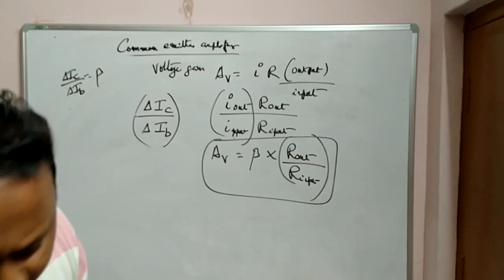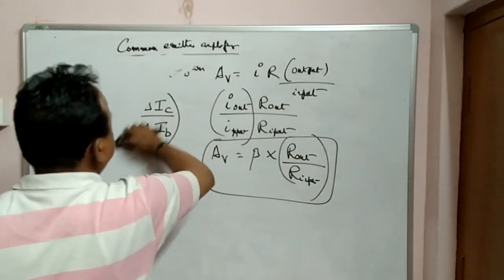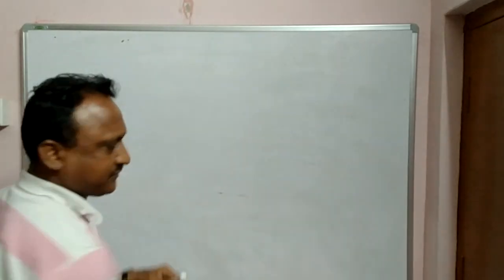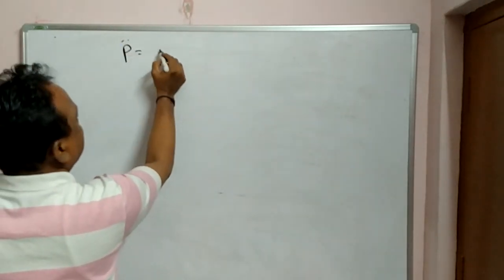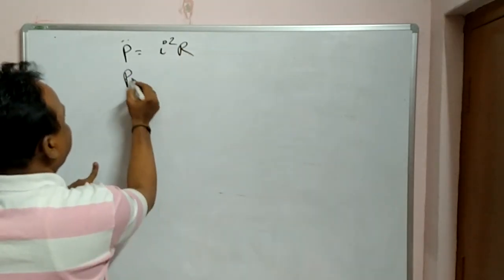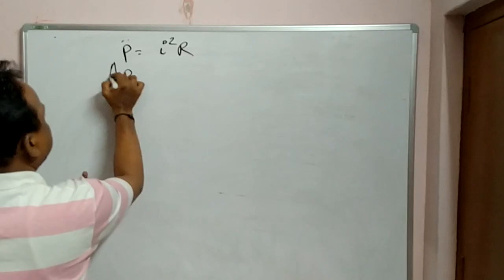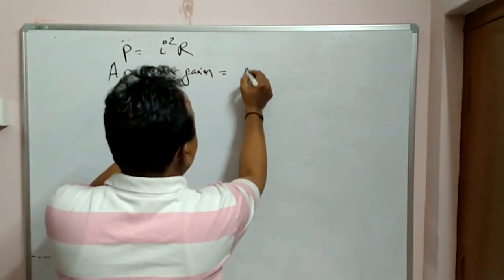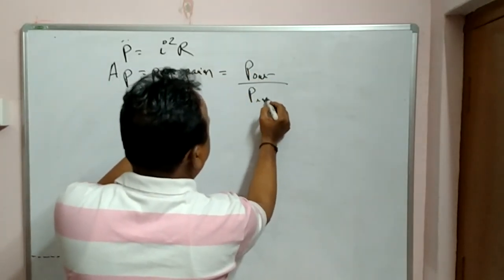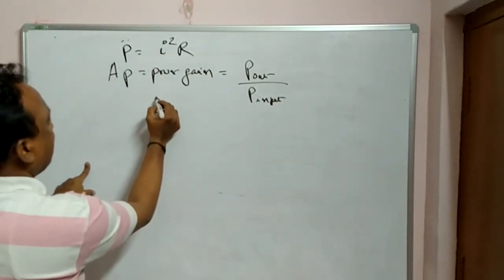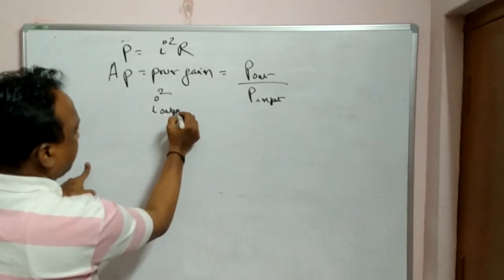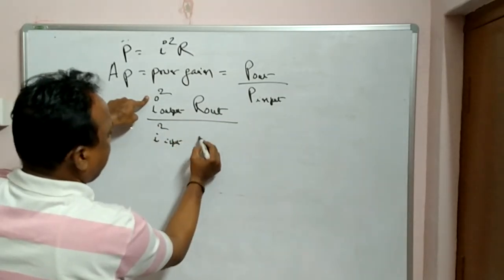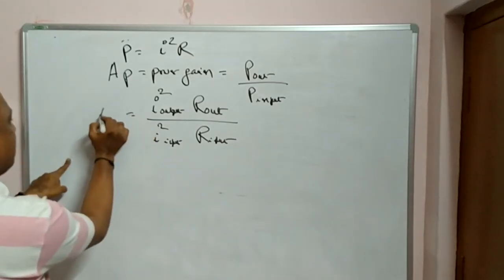We'll go to the last one now, power gain. Let us see how power gain comes. Last formula, power. Generally, what is the formula of power? I square into R. So power gain, you can take it as AP, A suffix P. It is given by power output by power input, that is I square output into R output by I square input into R input. So this is power gain.